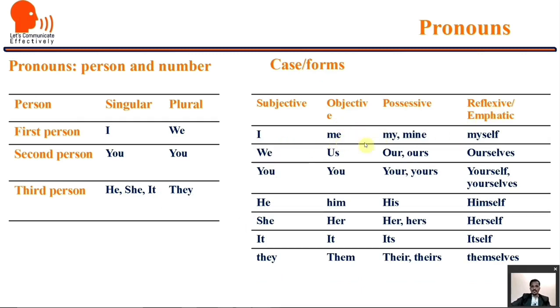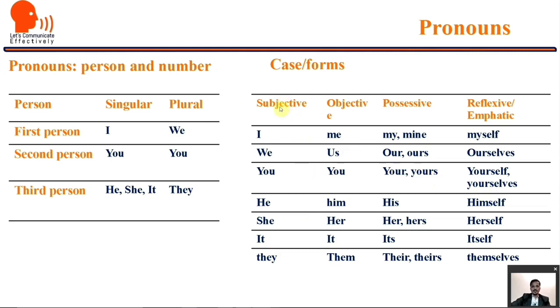So I, me, my, mine, myself; we, us, our, ours, ourselves; you, your, yours, yourself or yourselves, yourself for singular, yourselves for plural you; he, him, his, himself; she, her, hers, herself; it, its, itself; they, them, their, theirs, themselves. We will see the uses.